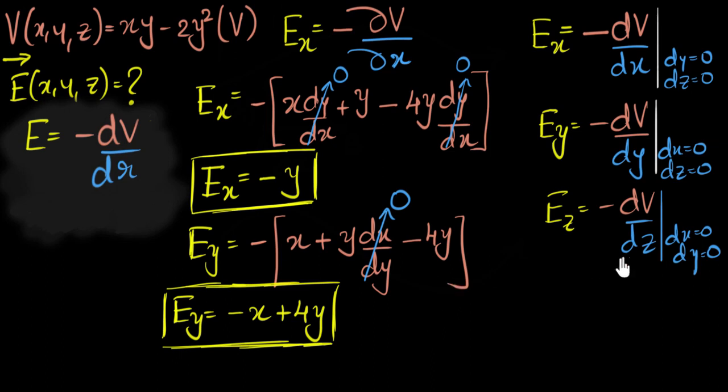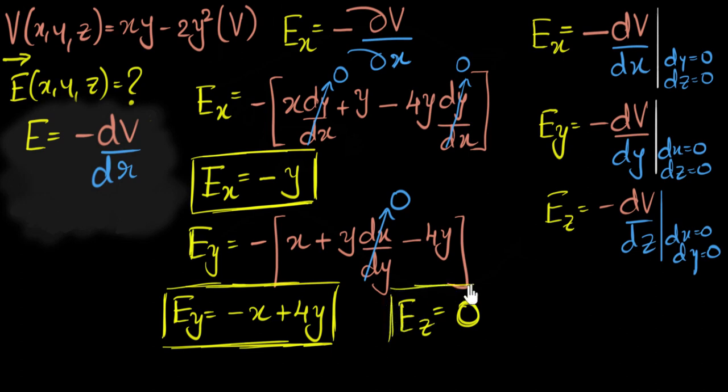So what will be the value of Ez now? You have to differentiate only with respect to z, assuming x and y to be constant. Well, there is no z term. The whole thing is a constant for us. And what's the differentiation of a constant? You get 0. And so Ez is 0.